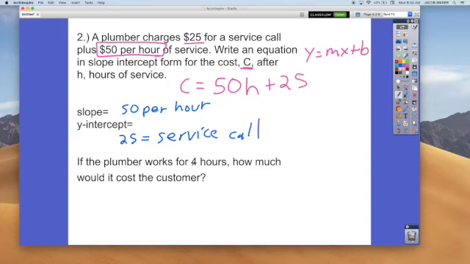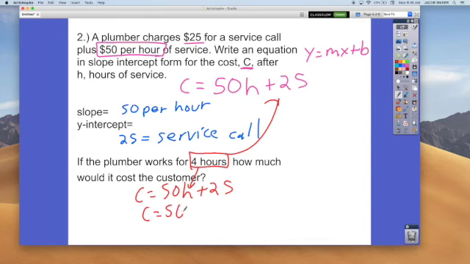Okay, so once again, I got 4 hours here. We're going to use our equation up here. So our equation is C equals 50 times H plus 25. Okay, let's plug in our 4 and figure out where it goes. So we're talking hours, so we're going to plug it in for our H. So our total cost is 50 times 4 hours plus 25. Now let's work that out together, right? 50 times 4, 200 plus 25, so our total cost would be $225.